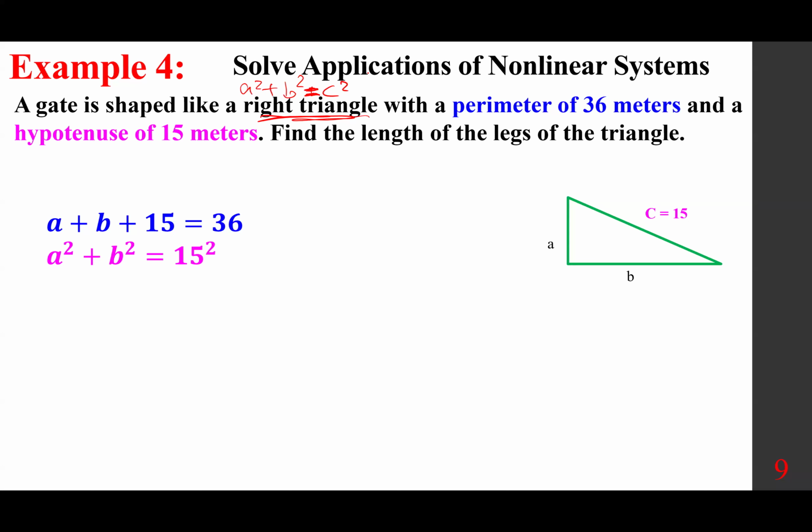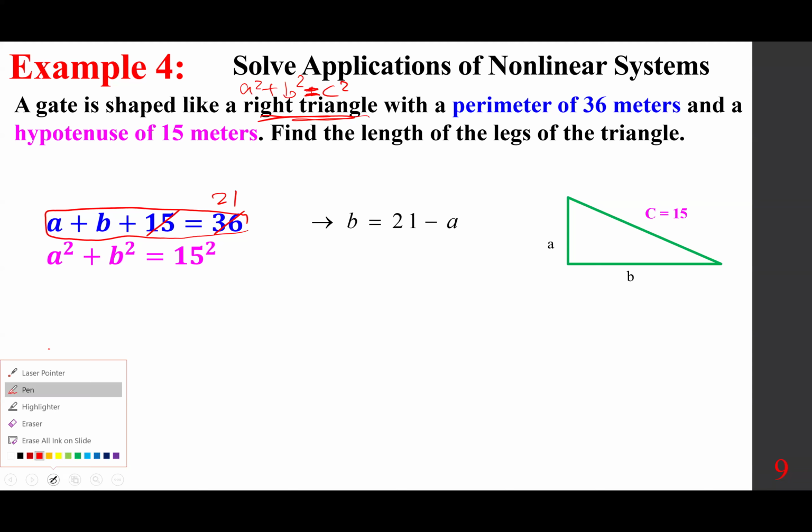So it's pretty straightforward, everyone. We're going to solve this. So this one, we want to solve for B. So first and foremost, 15, combine it with 36, you get 21. In other words, subtract from both sides. A plus B is 21. So B is 21 minus A.